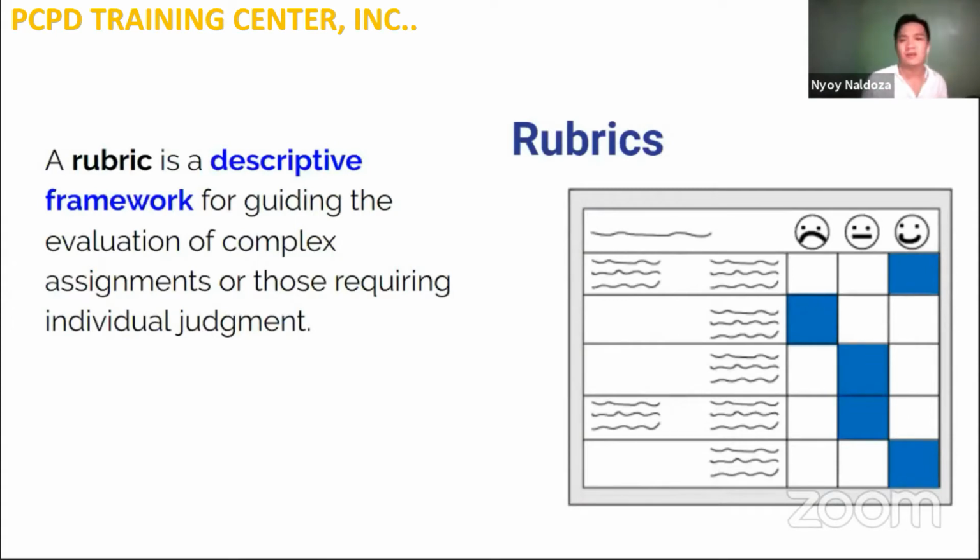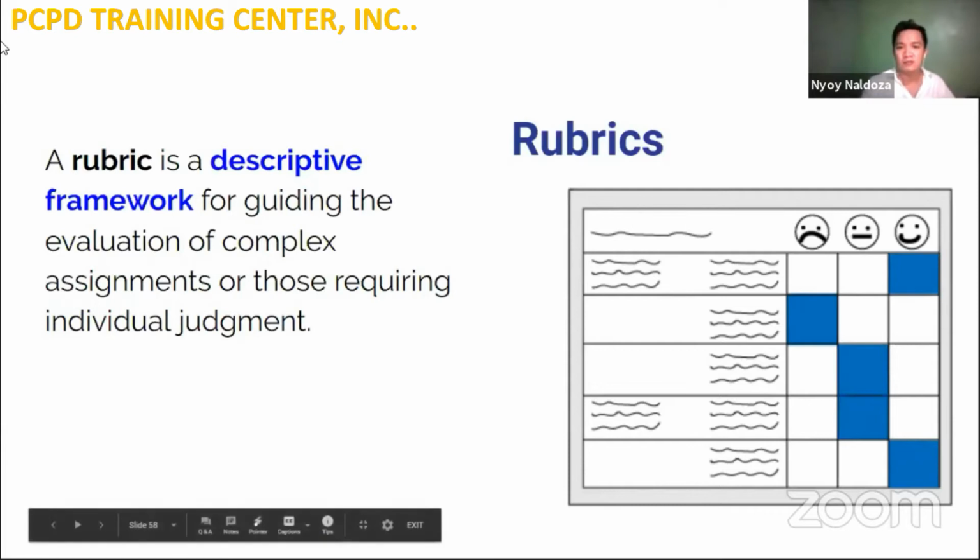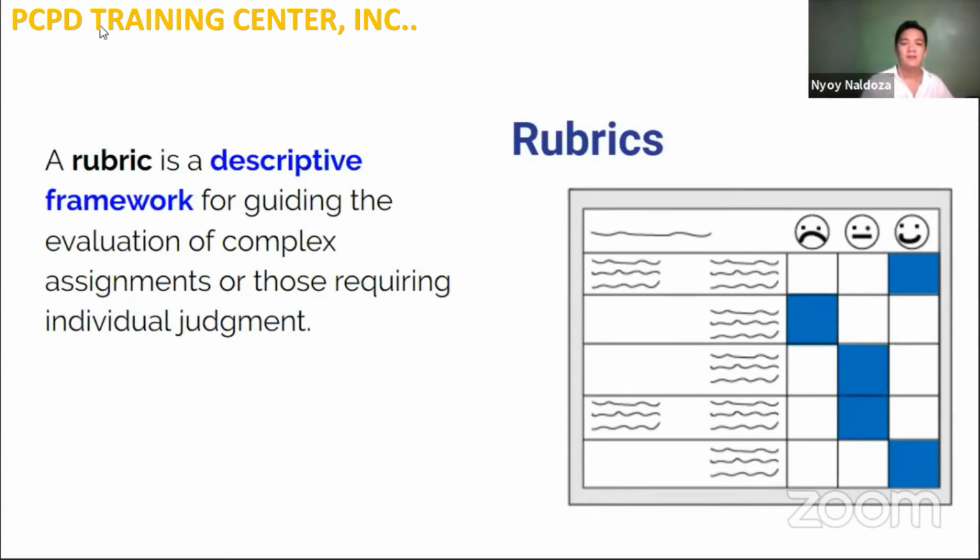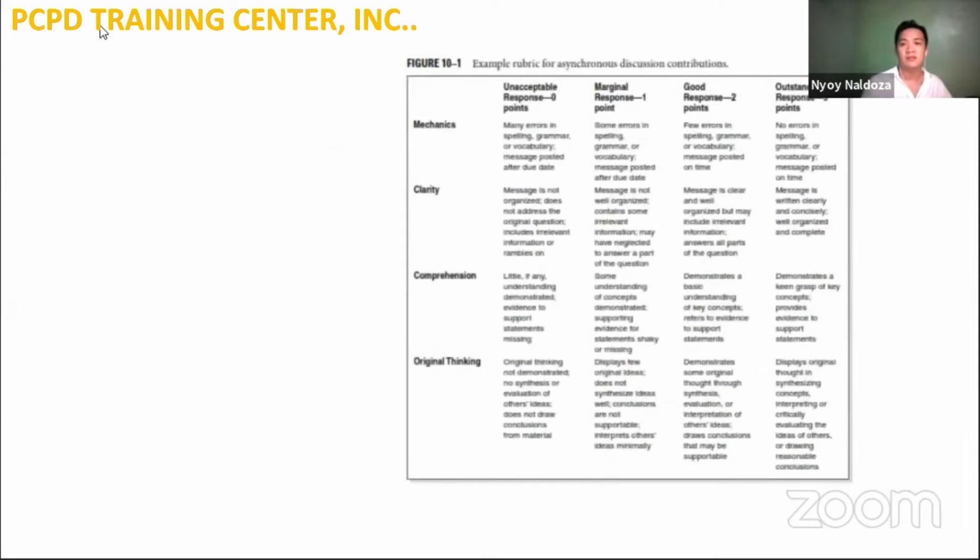Another one is the rubric. Rubric is very important in outcomes-based assessment. You should always provide rubrics to your student whenever you conduct instruction. Whenever you do individual judgment, there's always a rubric basis. Okay, like for example, this one, no? This is an example rubric for an asynchronous discussion contribution. So, it is being cited here.